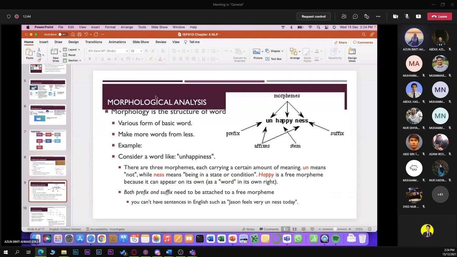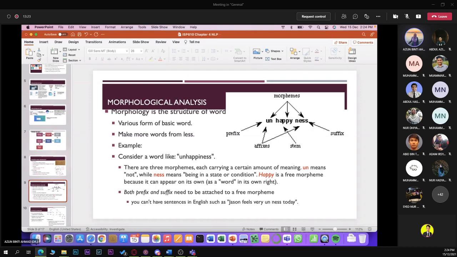Okay, and this is the next phase, morphological analysis. So for this one, we need to break the words into few morphemes. Morphemes is actually the meaningful unit of the language that cannot be further divided. So for example here, one word can contain a few morphemes. So kita ada prefix, we can have the root word, and also we can have the suffix. Dia datang juga, kan?